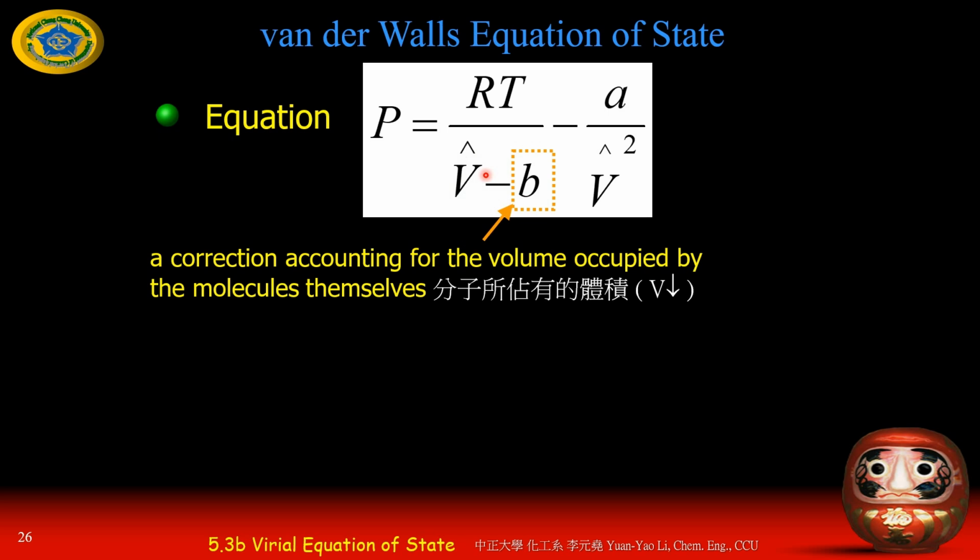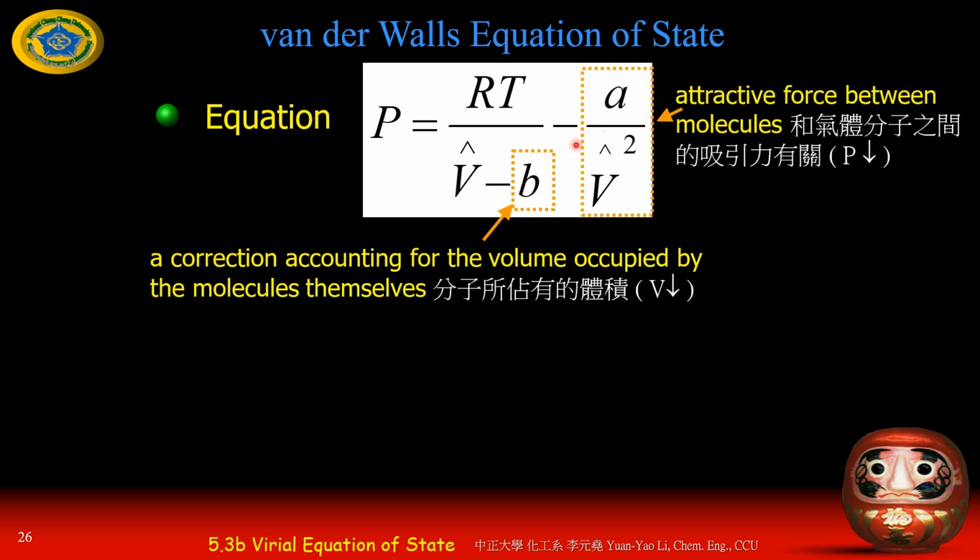Why will the volume reduce in the system? Because molecules occupy some space in the system. So the volume is not as big as you expected. It's smaller. So you have B here. And when you see this term, P is this one minus some portion.